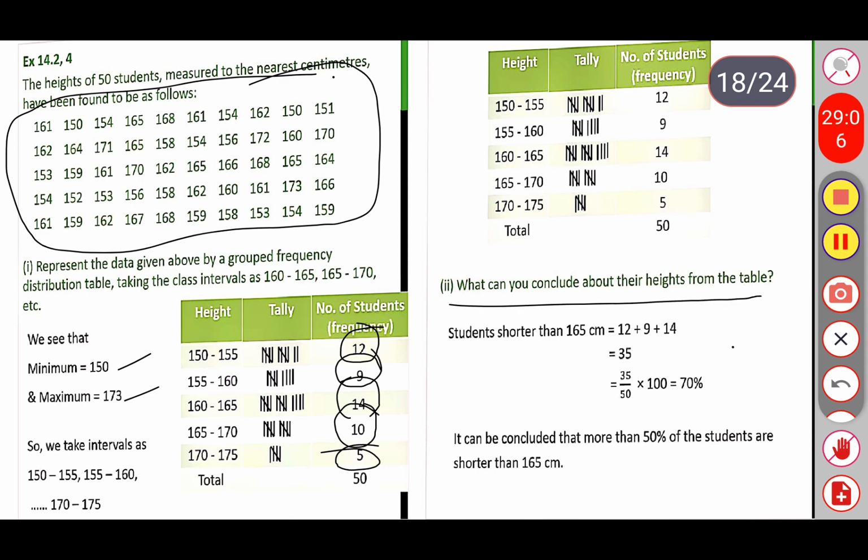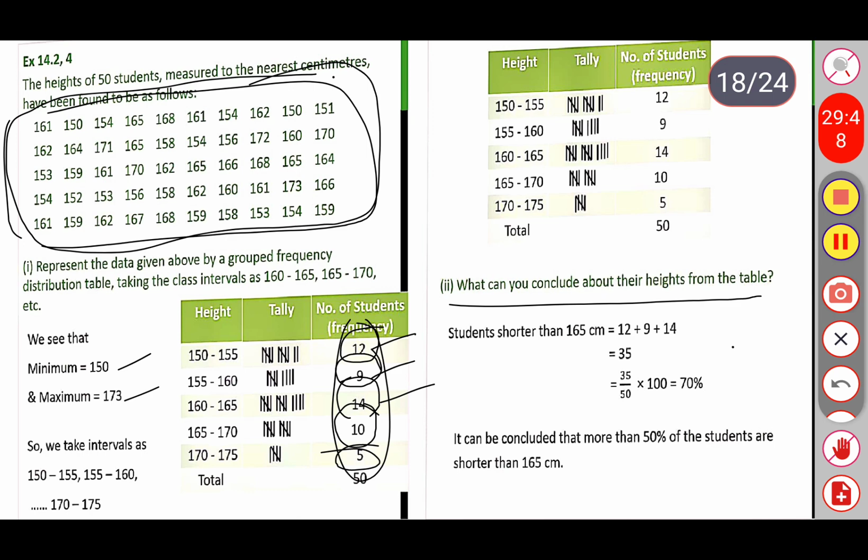Already tabulating the given data. With the help of these 50 students' heights, we are making the frequency distribution table. Now, what are we going to conclude with the help of this frequency distribution table? Here you are observing 12, 9, 14. Maximum number of students having their height more, it should be more than 50%, right?